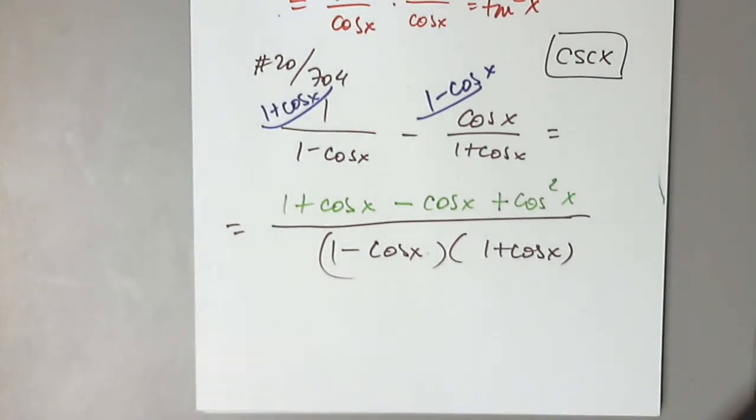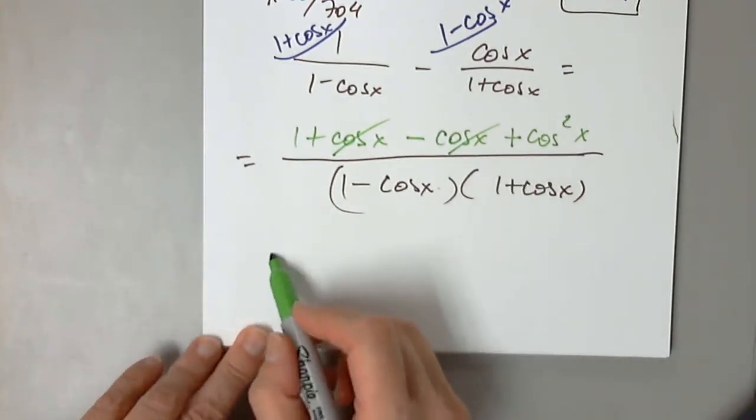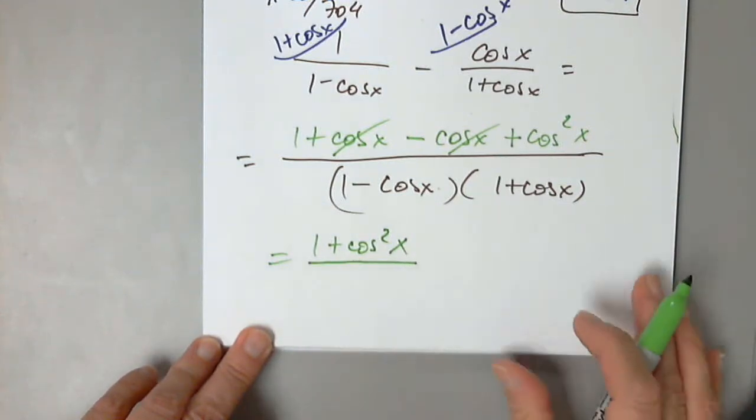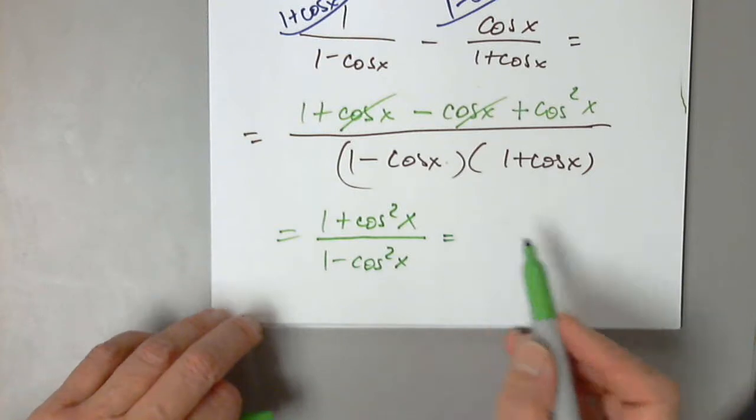1 plus cosine x minus cosine x. Plus. Plus. Oh, because it's minus. Very good. So we see that cosine x and minus cosine x go away. So what we have at the top is 1 plus cosine squared x divided by 1 minus cosine squared x.